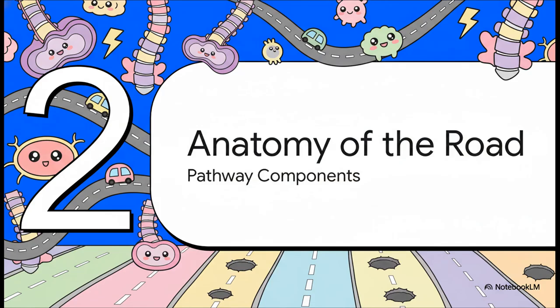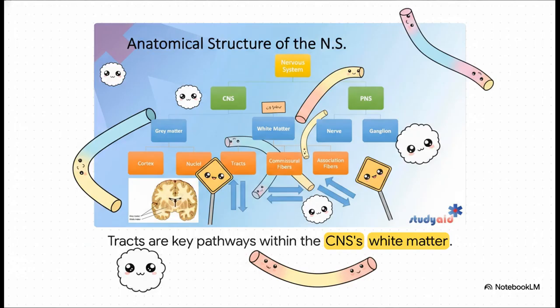So if we're going to understand how all this traffic is moving around, we've got to understand the anatomy of the road itself. I mean, what are these pathways actually made of? And this is where it starts to get really cool. Look at this breakdown. You can see how everything is organized. Way at the top, the whole nervous system. That splits into the CNS and PNS. And then, deep inside the CNS's white matter, you find them, the tracts. These are our highways.